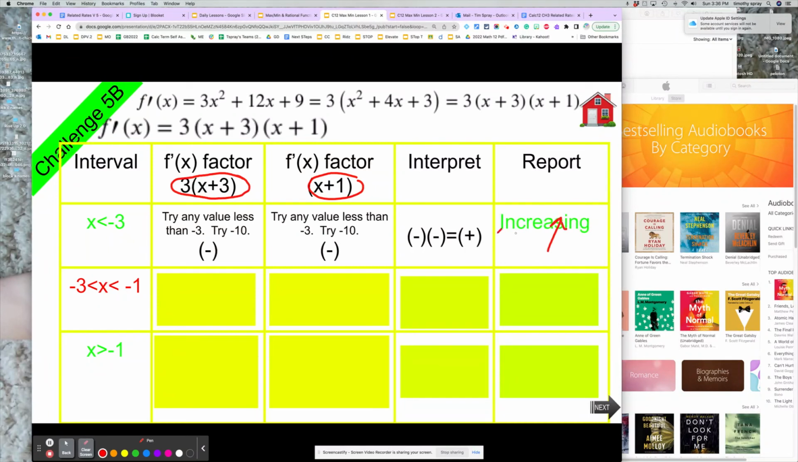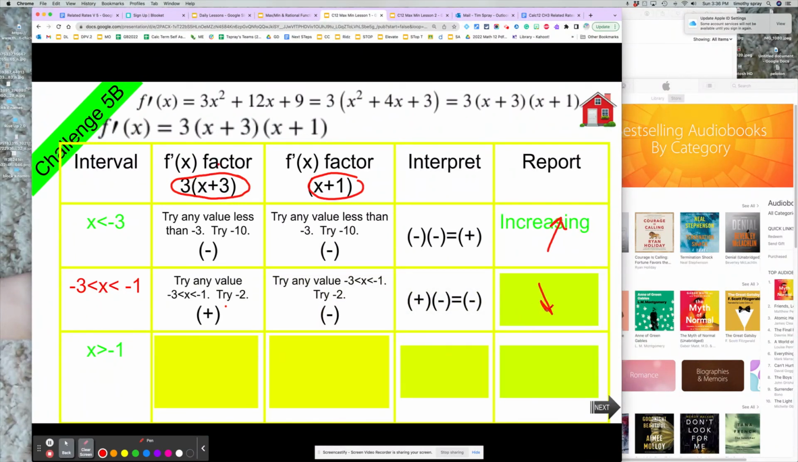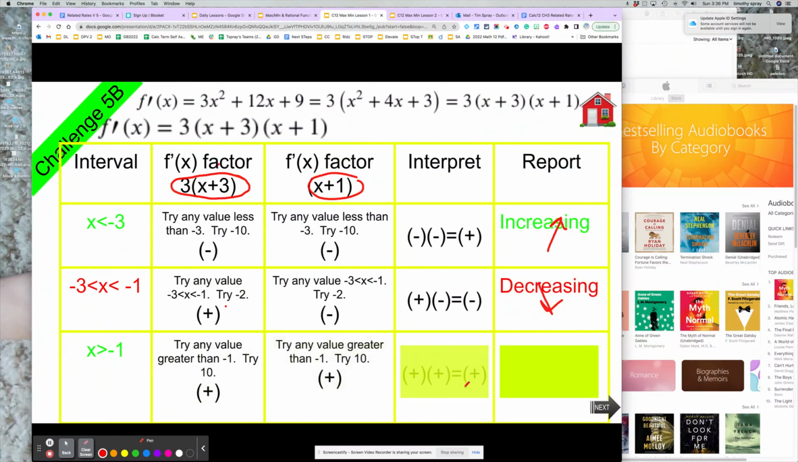Now I'm going to choose a number between -3 and -1. How about -2? So when I put -2 in here, this guy will be positive, this guy will be negative, so I'll have a positive times a negative, and when I interpret that, it's going to be decreasing. And then I'm going to choose a number larger than -1. How about 0? That'd be positive, that'd be positive, so positive times a positive is positive, so it's going to be increasing.